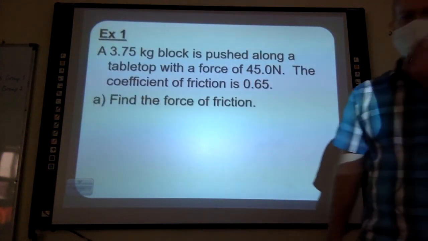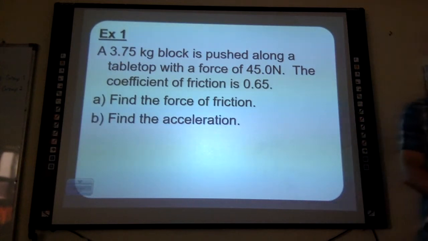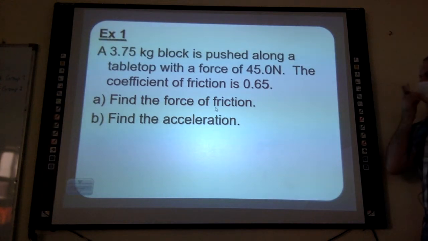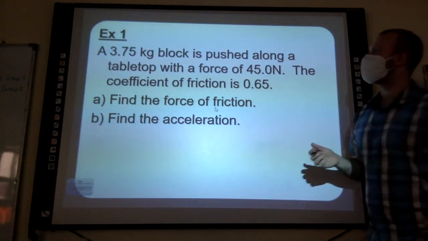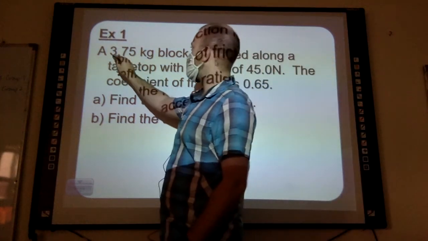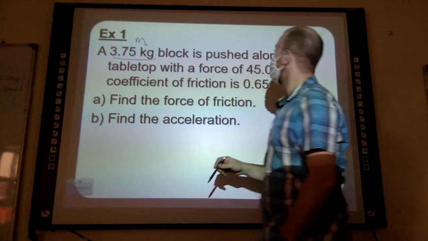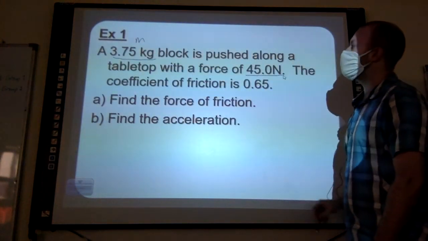All right, so I got 3 examples. So we've got a block. It's being pushed on a tabletop with this force, and you're given the coefficient of friction. We want to find 2 things. We want what's the force of friction and what's the acceleration. So first of all, let's figure out what we're given in the question here. When in doubt, that's a good place to start. So what is this? Easy one there. What is this?